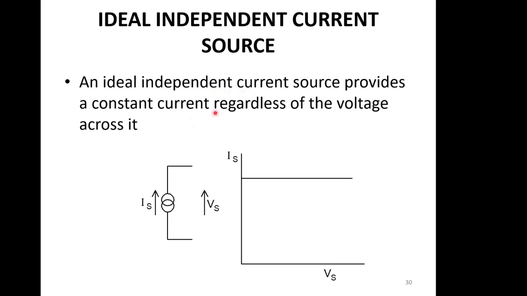So an ideal independent current source provides a constant current regardless of the voltage across it. So here's a current source. Say it's a 1 amp source. It's going to give us 1 amp under any condition because it's ideal. Ideal means it doesn't exist, right? So it's going to be trying to give us 1 amp under all conditions, whatever the voltage is here. So whatever the output voltage is, or we make it to be, the current is going to be constant, and we end up with a straight line here, same as before.